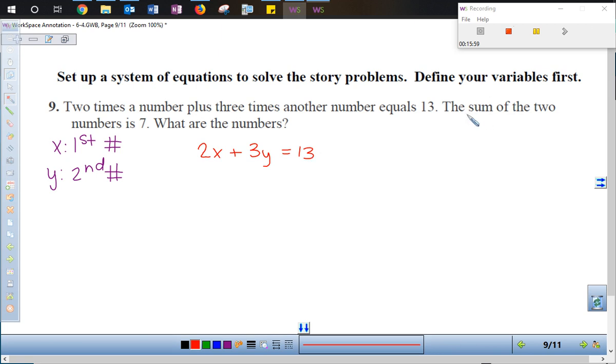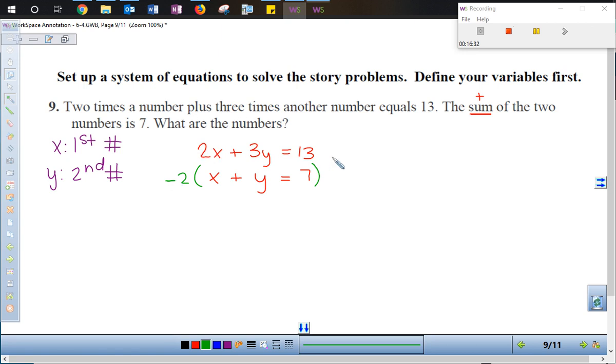Now it says the sum of the two numbers is 7. Now sum means addition, so I want to add the two numbers together and set that equal to 7. Now I have my system of equations, and I need to solve by elimination. So I want to choose a variable here to work with. I think it'd be easier to work with the x's because I can easily turn a 1 into a 2 by multiplying the whole guy by 2. But remember, I want different signs, so let's make that negative.